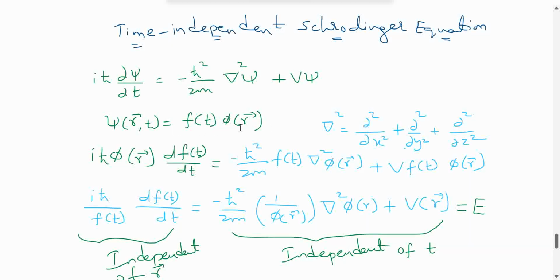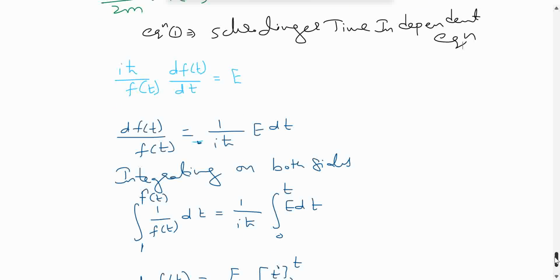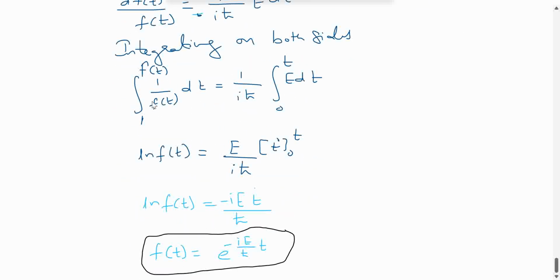When time t is equal to 0, f of t is 1, but it is never 0. Suppose f of t is 0, then psi will be equal to 0, which is not a physically realizable system. So f of t rather starts from 1 when time t is equal to 0. Always remember, infinity or 0.